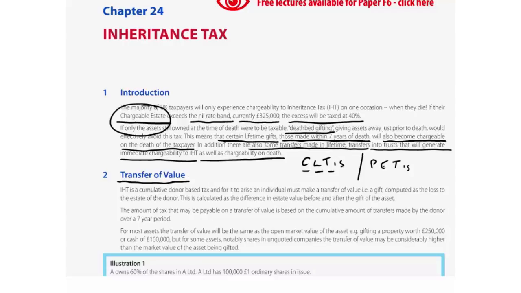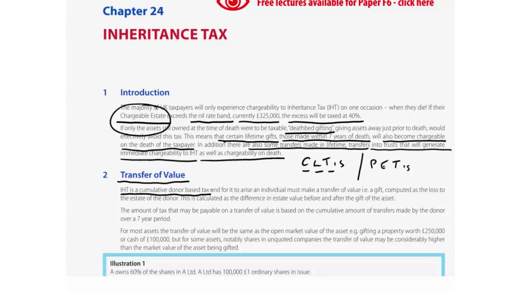Right, let's have a look what we say then about IHT. Here's an expression we'll come to know and love. It is a cumulative donor-based tax. When you make a gift, clearly there is a donor and a donee. We witness that in capital gains tax there. This amount of tax, it's a cumulative donor-based tax. So the amount of tax that is payable in relation to any transfer is nothing to do with the donee, the person benefiting from this gift. It's everything to do with the donor.